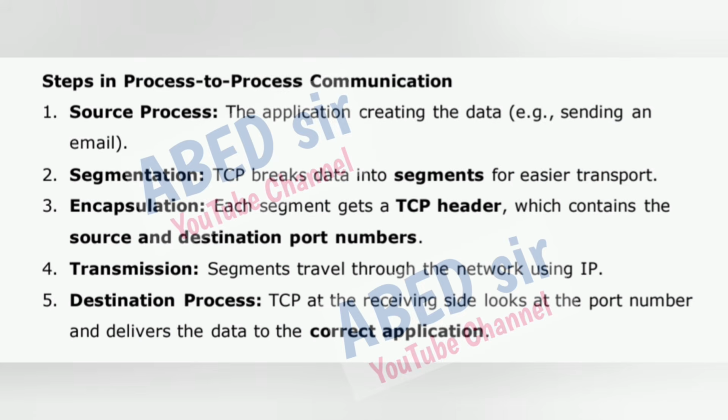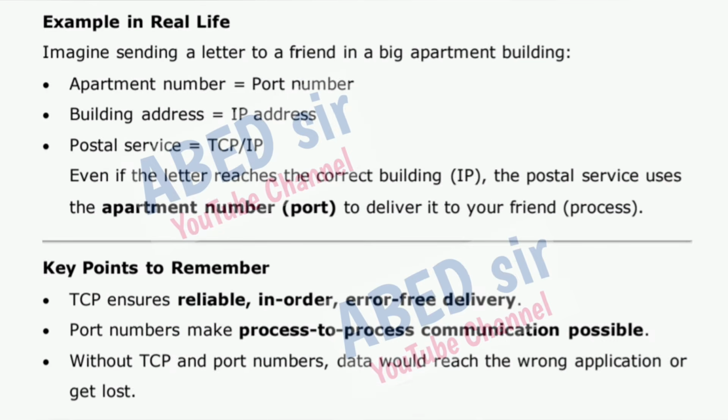Example in real life. Imagine sending a letter to a friend in a big apartment building. Apartment number is equal to port number. Building address is equal to IP address. Postal service is equal to TCP/IP. Even if the letter reaches the correct building, IP, the postal service uses the apartment number, port, to deliver it to your friend, the process.